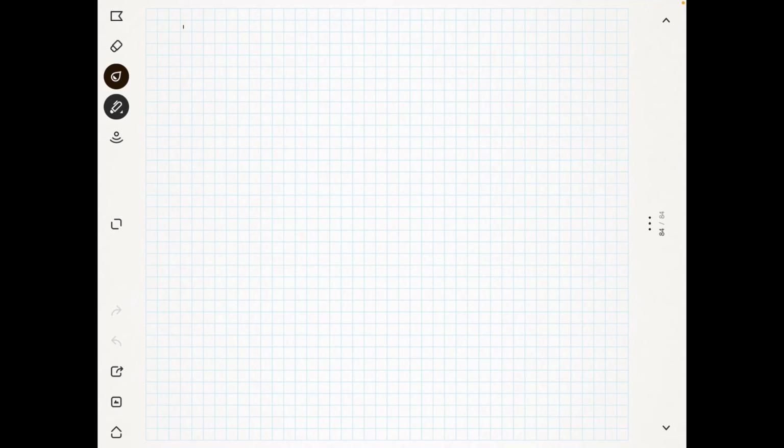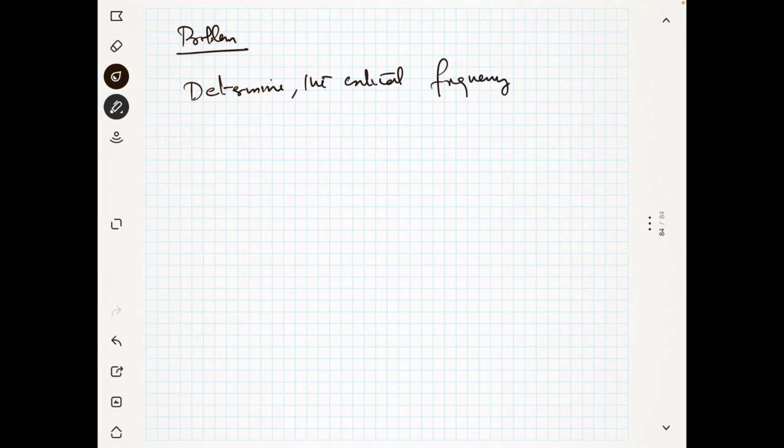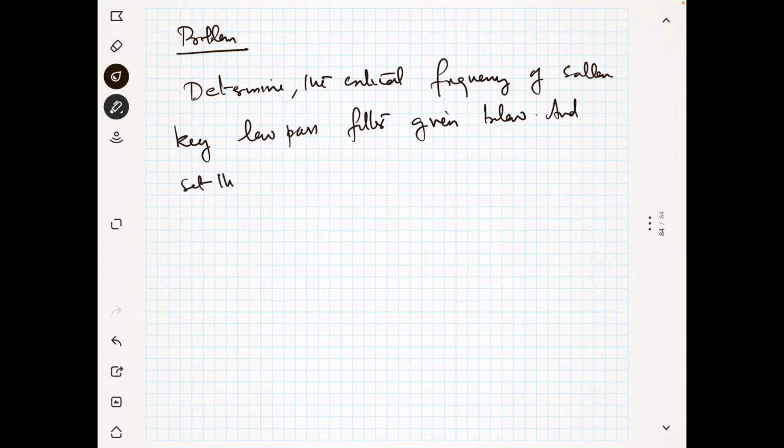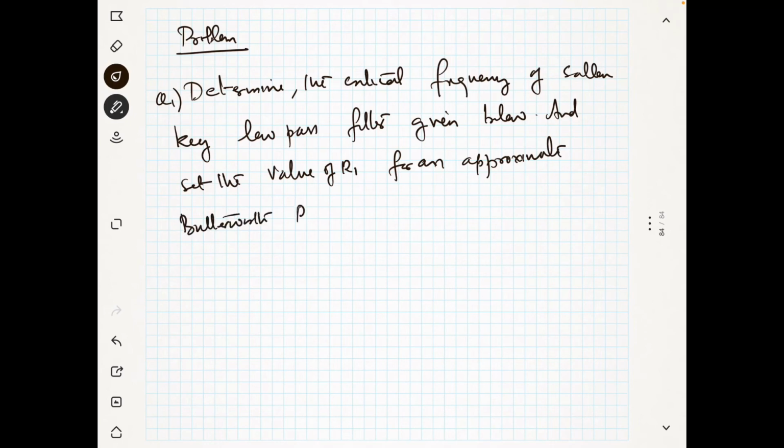So, problem: determine the critical frequency of the Sallen-Key low pass filter given below, and set the value of R1 for an approximate Butterworth response. Okay, Butterworth response.